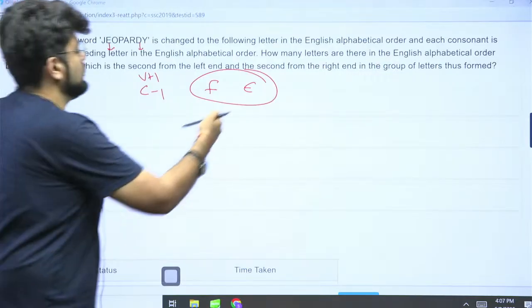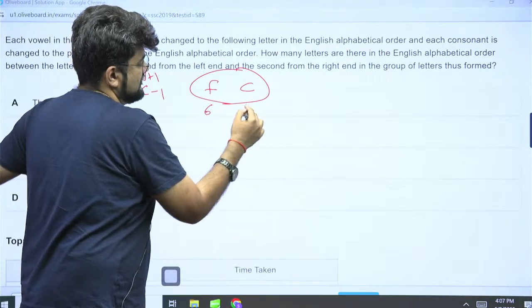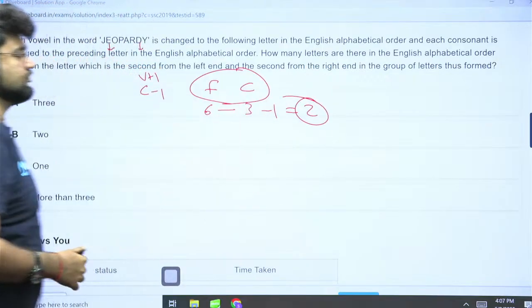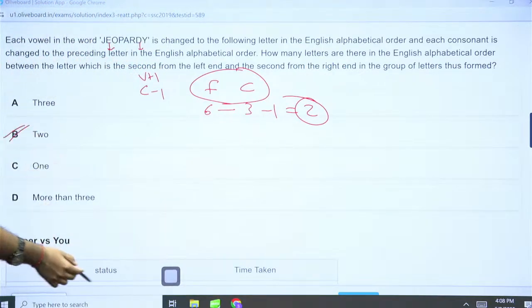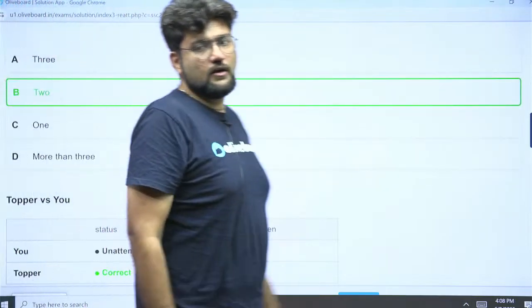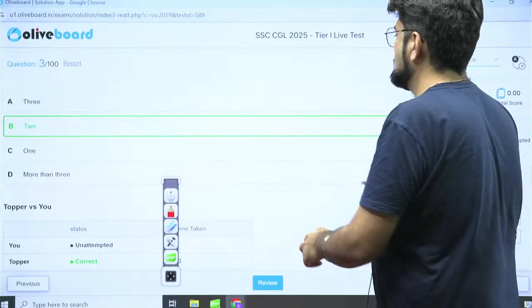Oh, sorry. What am I doing? This is C. My bad. So this is 6 and this is 3. You subtract them and you subtract 1. So your answer will be 2. Okay. Answer will be option B. Cool. Don't change the whole word right away. Just read what needs to be done and accordingly just figure it out.